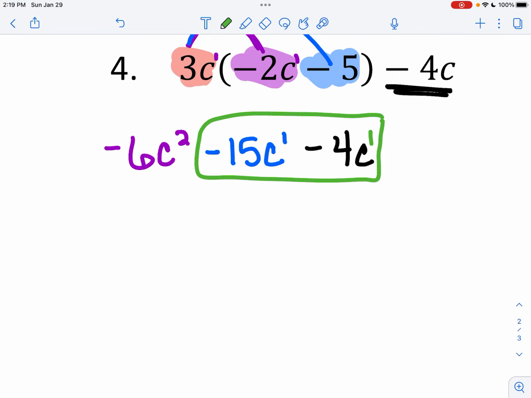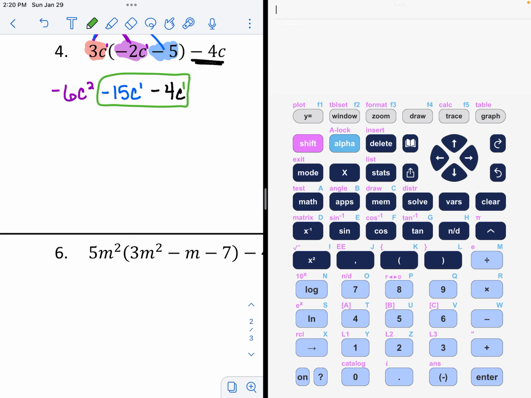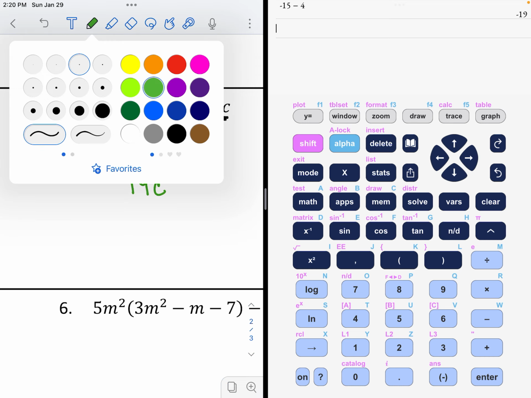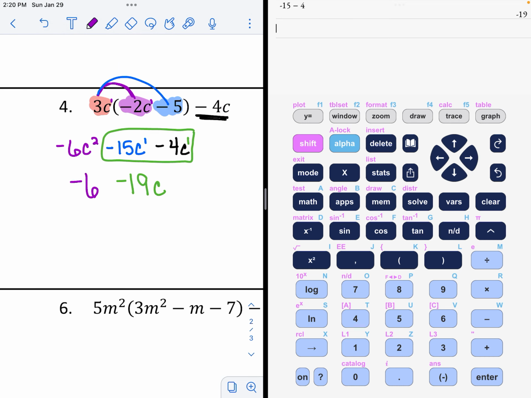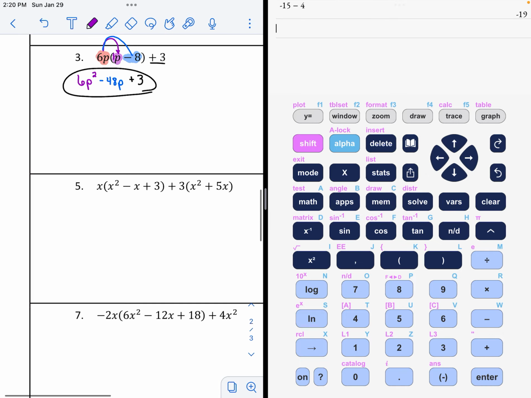So let's see, what is negative 15 take away 4? Well, negative 15, let me turn the calculator on. Take away 4 is negative 19. So this is negative 19, but don't add the c's, just leave the c alone. Remember we learned that in the first lesson. We do not add the exponents. Negative 19c squared. All right, let's go again and do number 5.